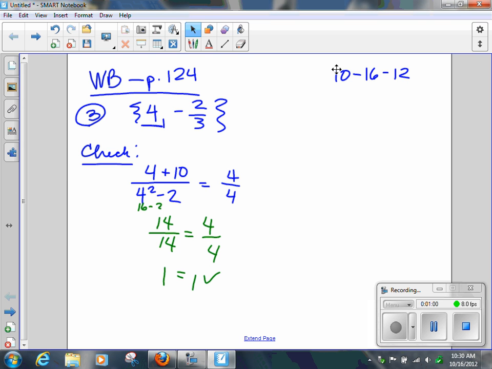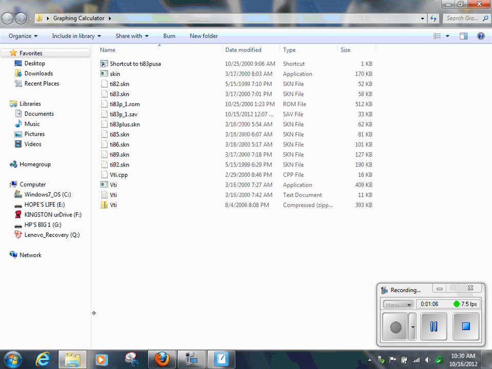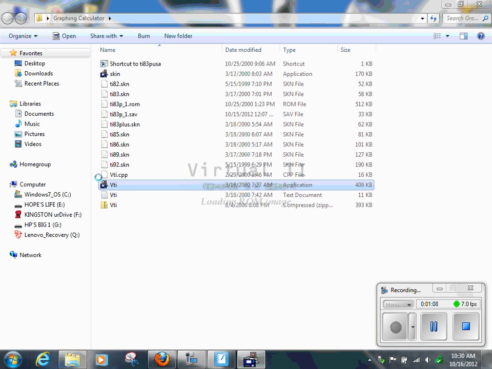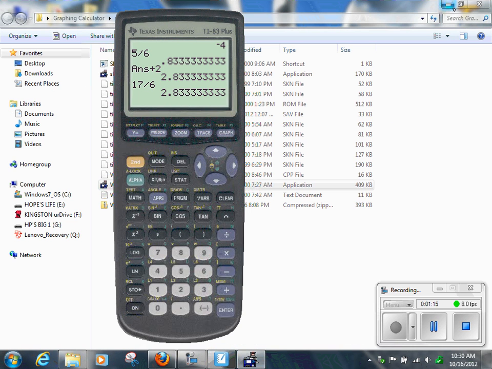Calculator. Lindsay, do you mind cutting my calculator on for me once I get it there? I don't understand why it won't cut on for me. Maybe it doesn't like me. It only likes you.